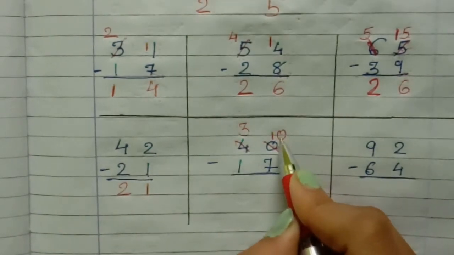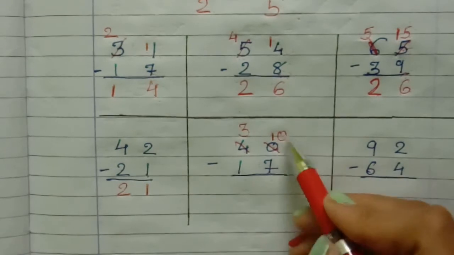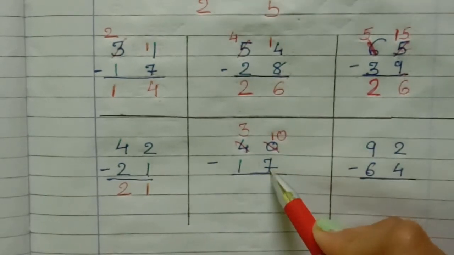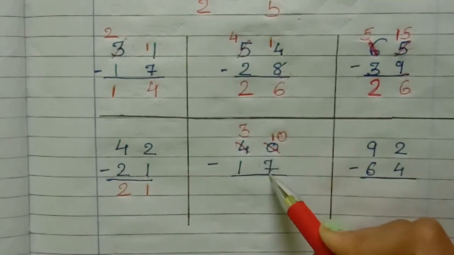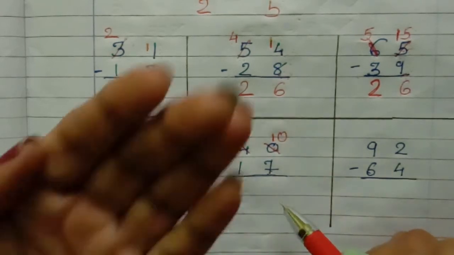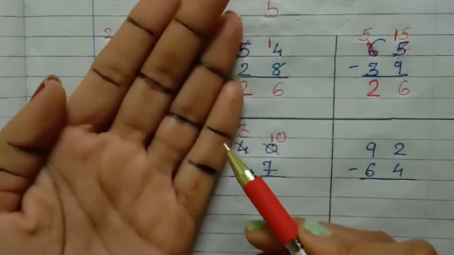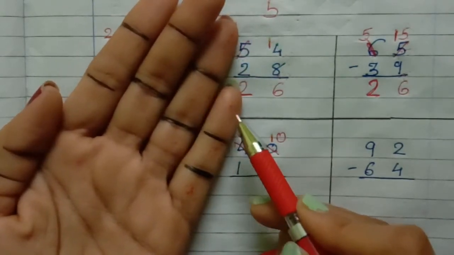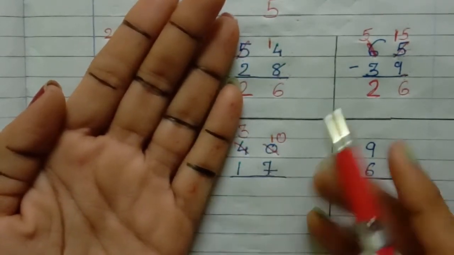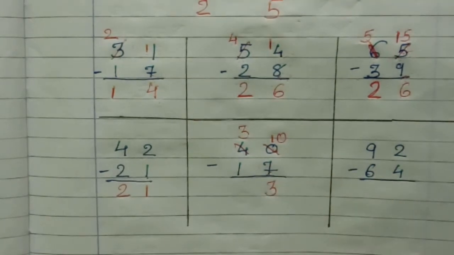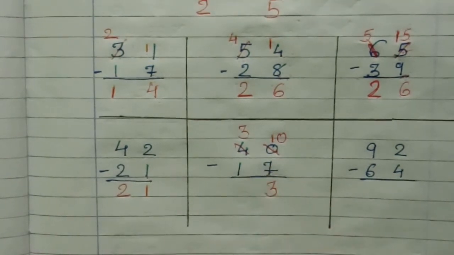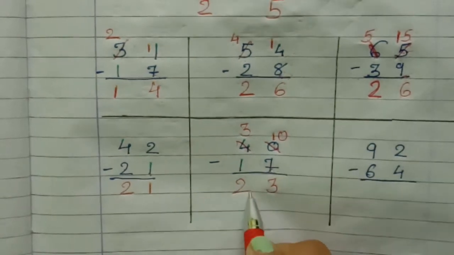Now here 10 plus 0, 10. So 10 minus 7. How to count? We'll start after 7 till 10. So let's count 8, 9, 10: 1, 2 and 3. So write here 3, and 3 minus 1. Decrease one from 3, yes it is 2.